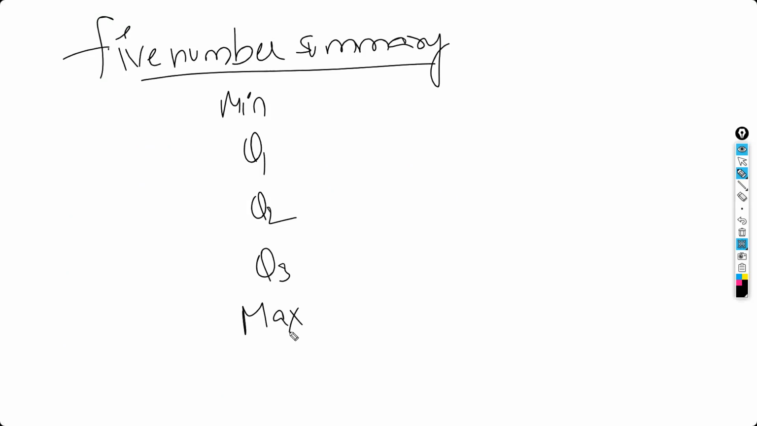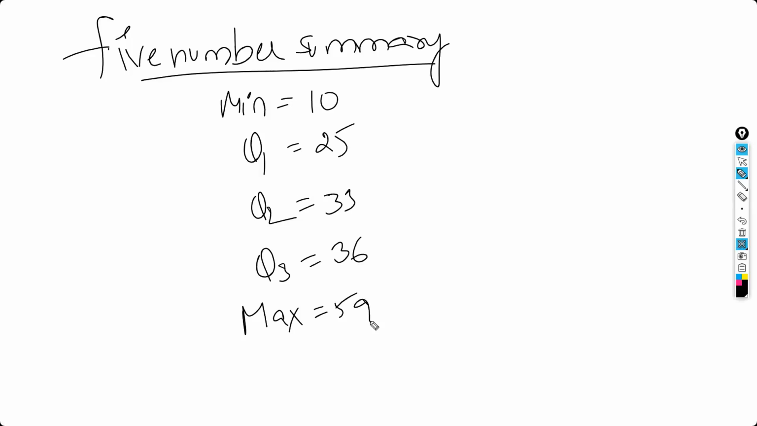For the given data set, what are the 5 numbers? Can you tell me? What is the first number? Minimum value 10, Q1 25. What is Q2? 33. Okay, Q3 36, maximum 59. Okay, these are the 5 numbers.